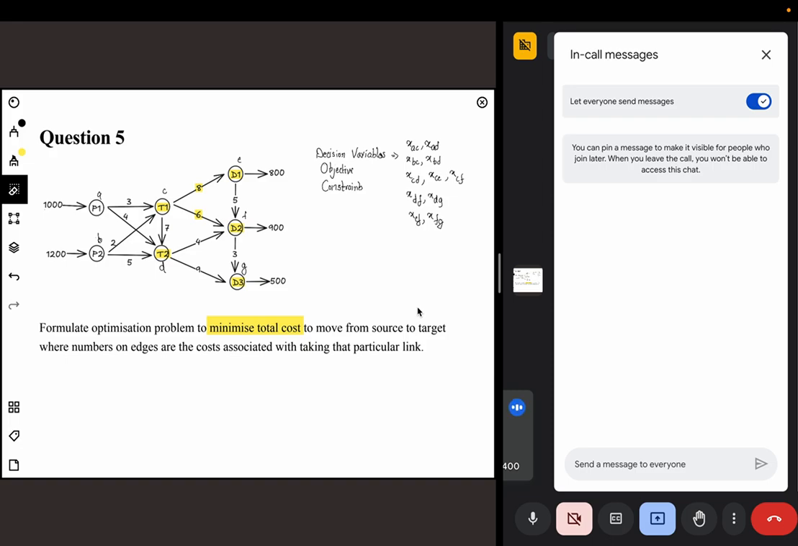So how do I solve it now? I mean, what is the objective now? So I've identified the variables. So the objective is to minimize. Yeah, what is the total cost now? No, no, no. So what will be 3 times XAC?